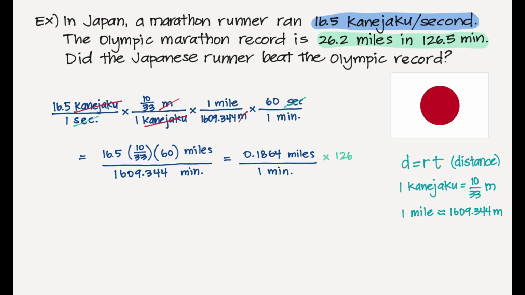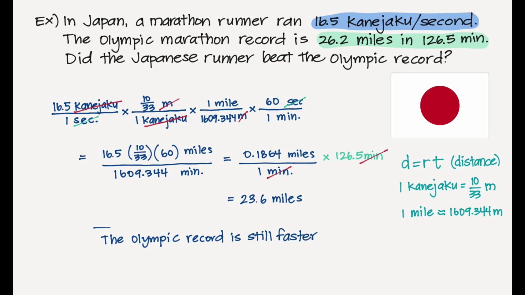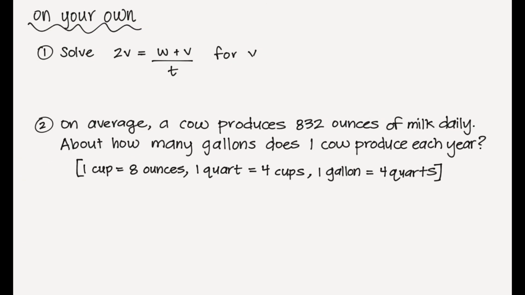Since I want to know what this would be for 126.5 minutes, I'm going to multiply those values. That'll cancel out the minutes, so my final answer now would be in miles, and it's only 23.6 miles, which means that this Japanese marathon runner still did not even run as many miles as the Olympic record. So our final answer then, we can say that the Olympic record is still faster than this Japanese runner. And that's it. So I hope that this lesson made sense.